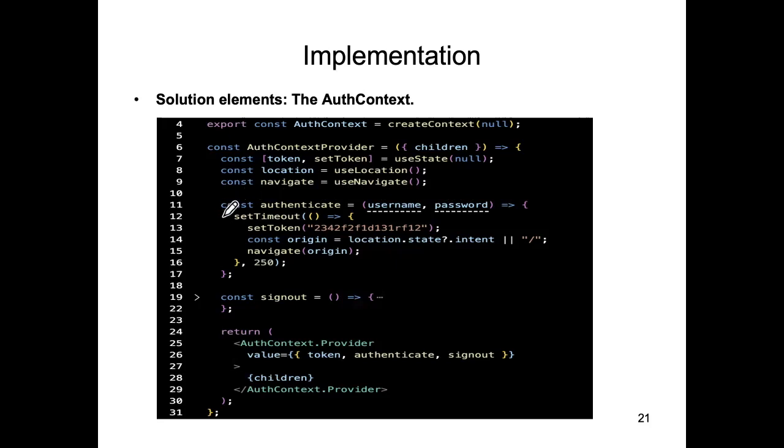Now, in real life, what this function would do is it would probably make a fetch call to the backend, passing the username and password, and that backend functionality would do the validation and eventually return a valid token if the combination was correct, otherwise return some sort of error message. But we don't want to get bogged down in that kind of detail. So I'm just mimicking that behavior by using the setTimeout function.